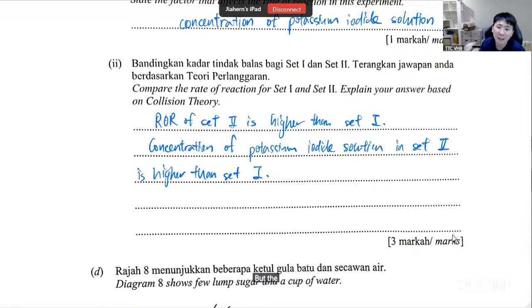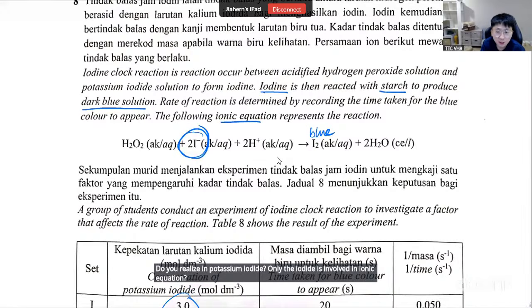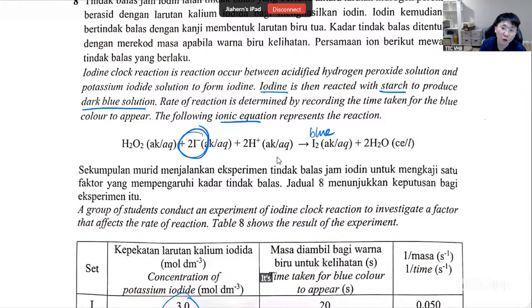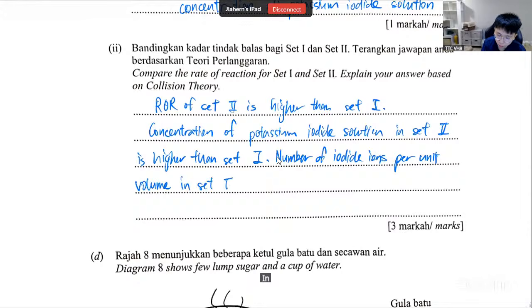But the problem is which particle? What is the focusing particle? You follow the ionic equation. Do you realize in potassium iodide, only the iodide is involved in the ionic equation? Is potassium even here? No, right? So it's about the number of I minus is more in this whole reaction. So we say that number of iodide ion per unit volume in set 2 is higher than set 1.